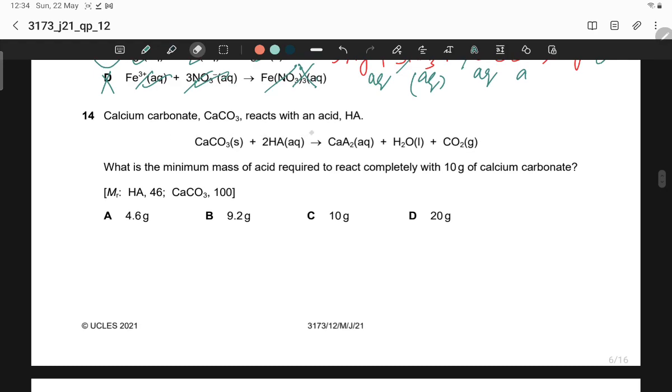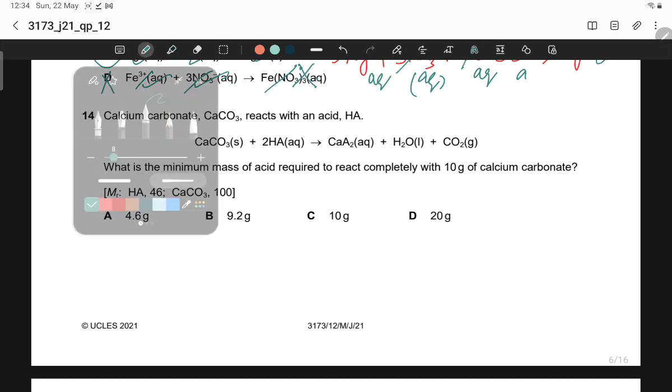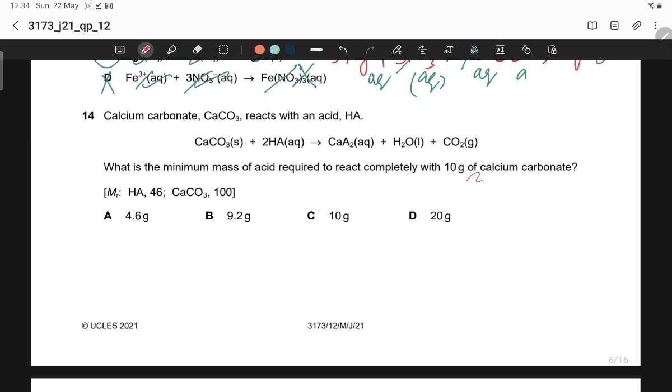Calcium carbonate reacts with an acid HA. Calcium carbonate plus 2HA forms CaA2 plus H2O plus CO2. What is the minimum mass of acid required to react with 10 gram of calcium carbonate? What is the minimum mass of acid?